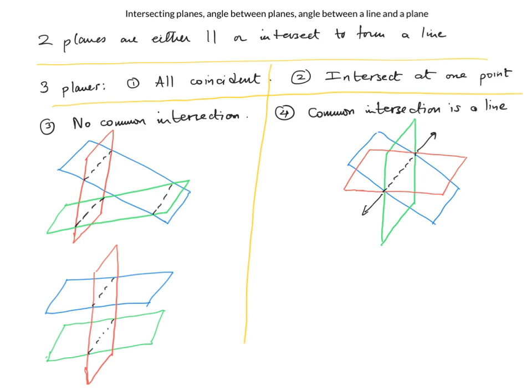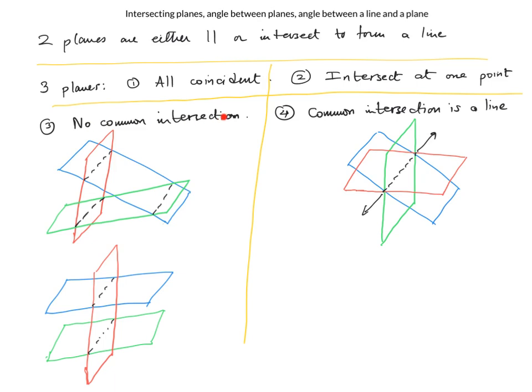Just think of any two walls that intersect with each other. The corner is a line, not just a point. Now, if there's three planes, there's lots of scenarios. I'm just sort of highlighting the overarching ideas. So the three planes could all be the same plane, in which case the entire plane is the intersection. They could intersect at one point, which is typically what happens. You think about the corner of the room, the one wall, the other wall, and the floor, for example. That's a single point of intersection.